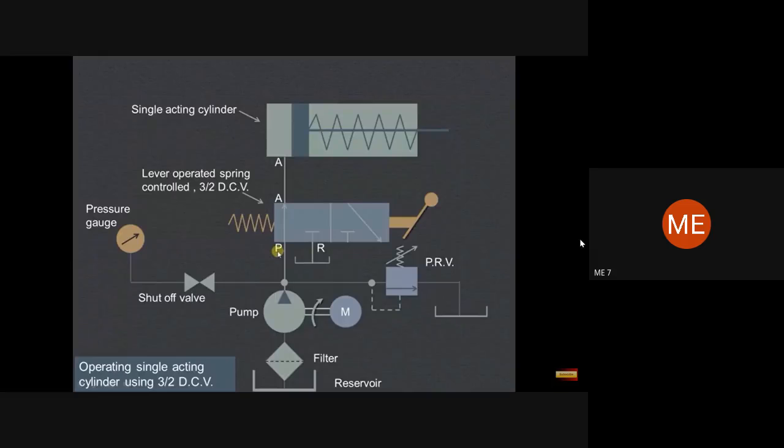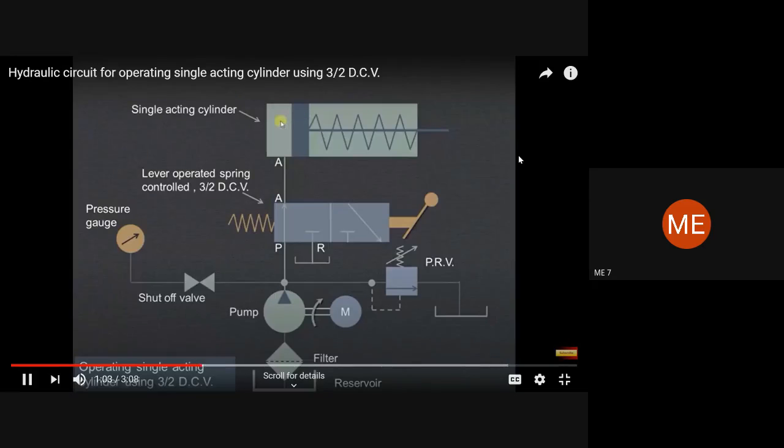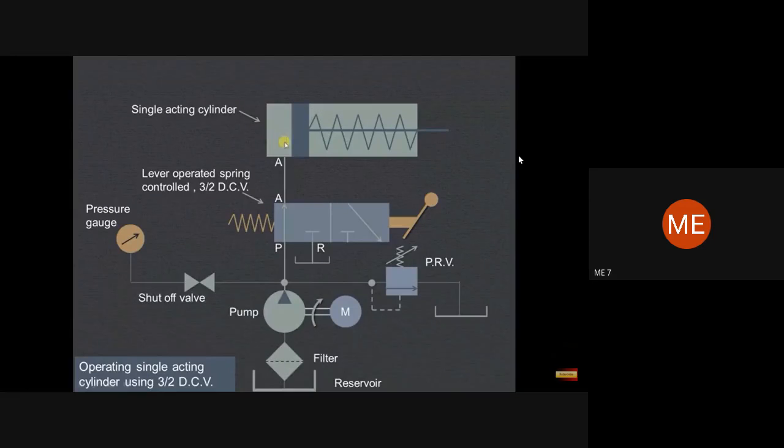Then this is the pump port or pressure port P, reservoir port R, and the cylinder port A. This is a single acting cylinder. The fluid will be admitted only on one side of the piston, and therefore it is known as a single acting cylinder. Now this is lever operated. So this is the symbol for a lever operated spring controlled 3x2 direction control valve. There are three ways, P, A, and R, and there are two positions. This is the left envelope mode and this is the right envelope mode. So let us see how this particular circuit works.